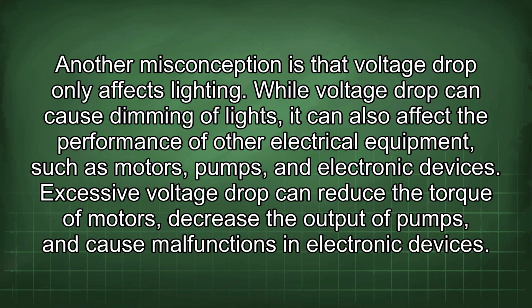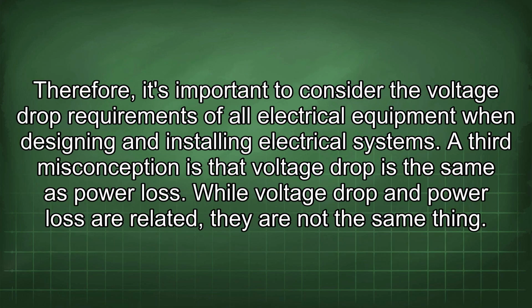Another misconception is that voltage drop only affects lighting. While voltage drop can cause dimming of lights, it can also affect the performance of other electrical equipment, such as motors, pumps, and electronic devices. Excessive voltage drop can reduce the torque of motors, decrease the output of pumps, and cause malfunctions in electronic devices. Therefore, it's important to consider the voltage drop requirements of all electrical equipment when designing and installing electrical systems.